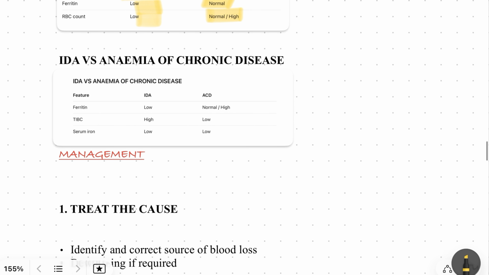No worries. And iron deficiency anemia versus anemia of chronic disease. Ferritin will be low here, but normal or high there. TIBC will be high here, low there. Serum iron will be low here, and there also it will be low.